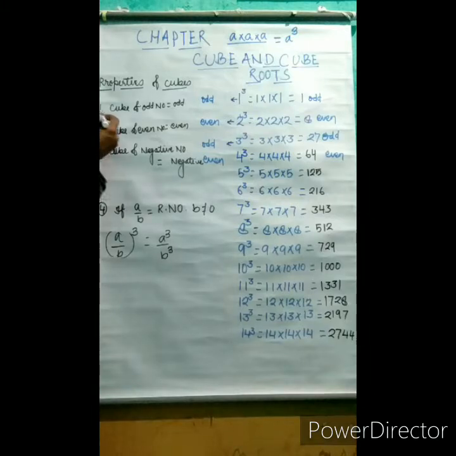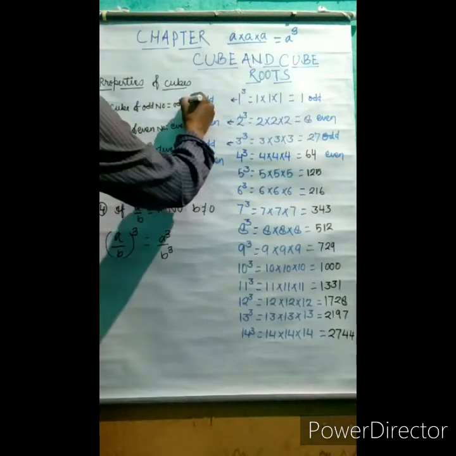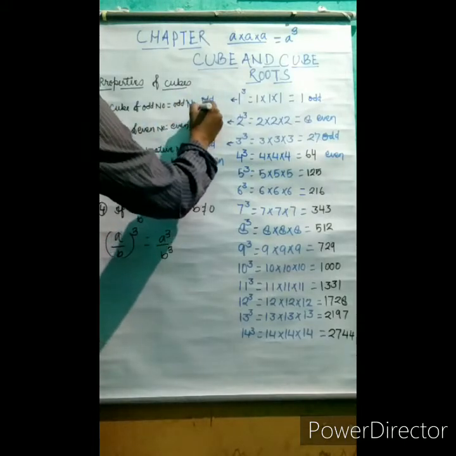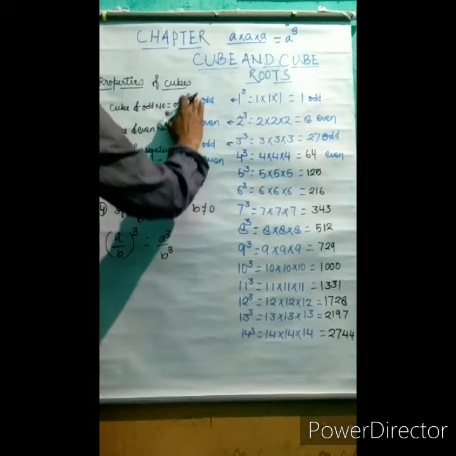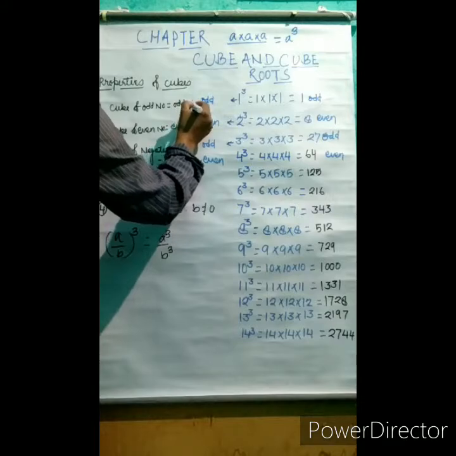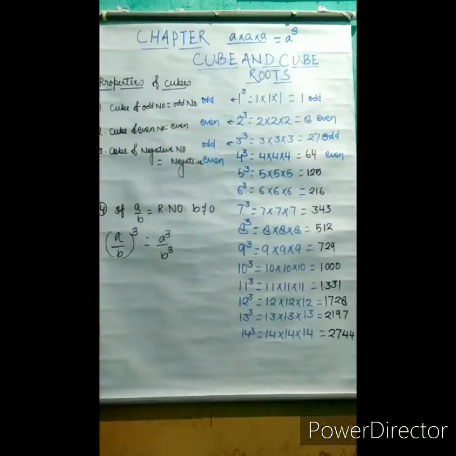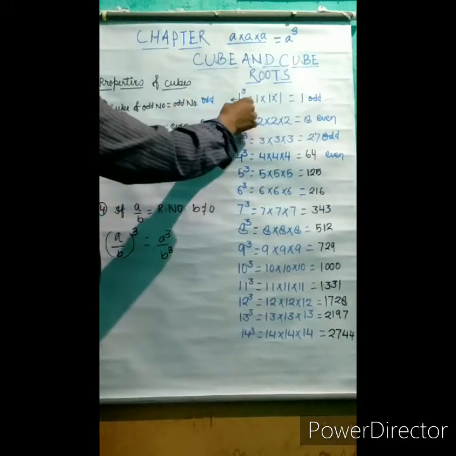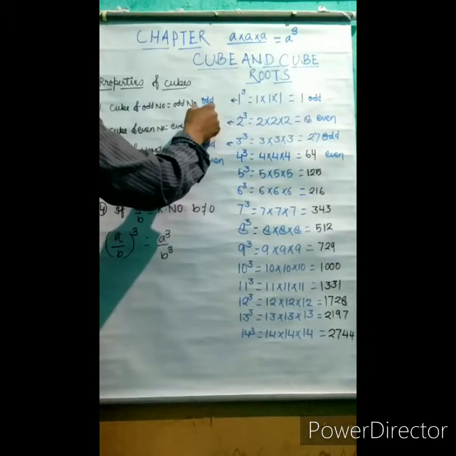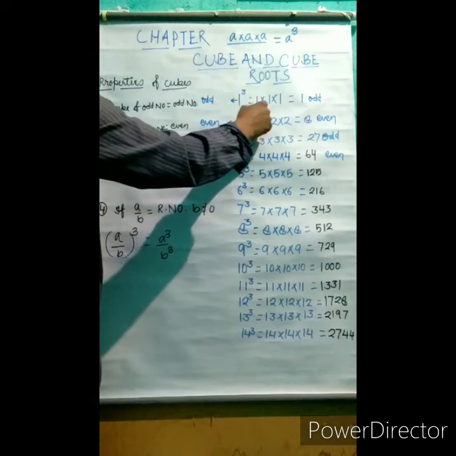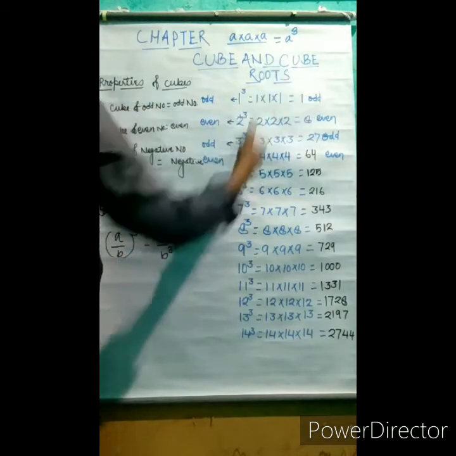Here we have the first property: the cube of an odd number is always an odd number. We will prove how it is. Here I have written some cubes of given numbers. The cube of 1 is an odd number. If you multiply 1 three times, you will get 1, which is an odd number.